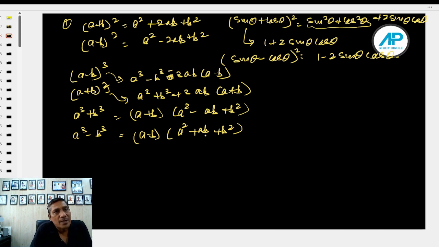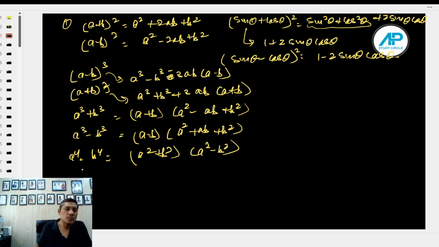We might use a power 4 minus b power 4 as well: a squared plus b squared, a squared minus b squared. We need to know how to take LCMs, and basic algebraic concepts would be used. I guess we should start the questions now.